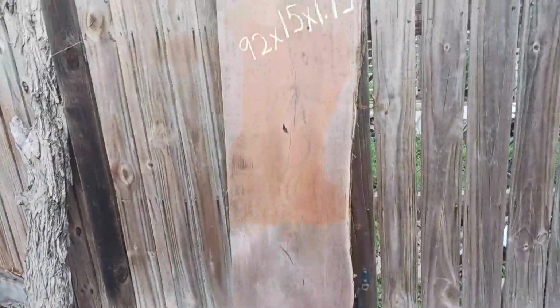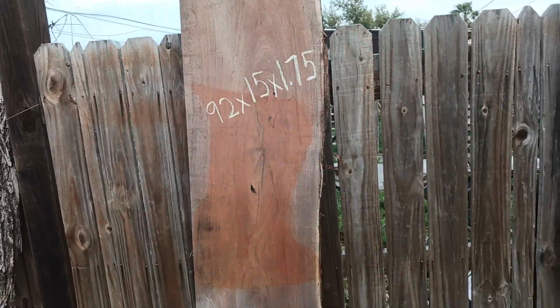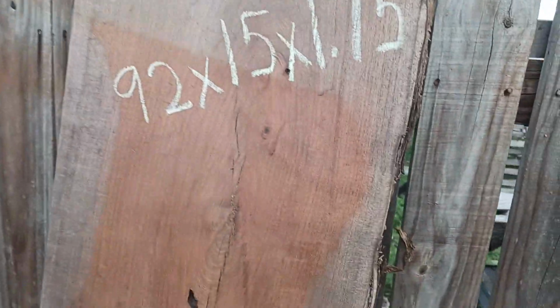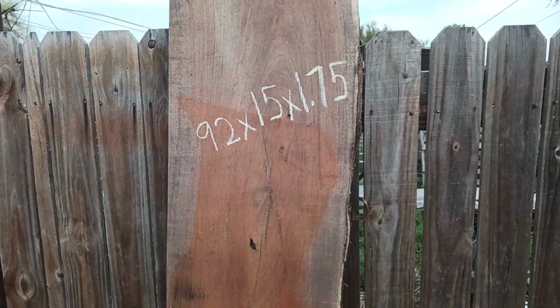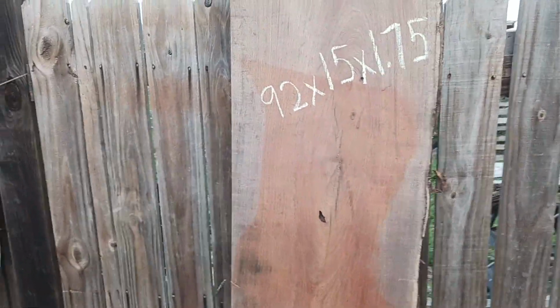But with board foot, you're actually getting the volume of the slab, of the live edge mesquite slab. So it's not just the length. The board foot means volume, so how much wood is in the slab itself. To do the board foot, you need the length times the width times the height. For example, this one is 92 inches by 15 inches by 1.75 inches, so you'd multiply all that.